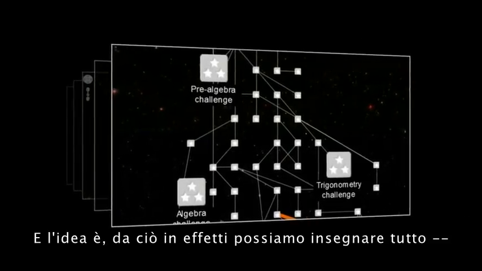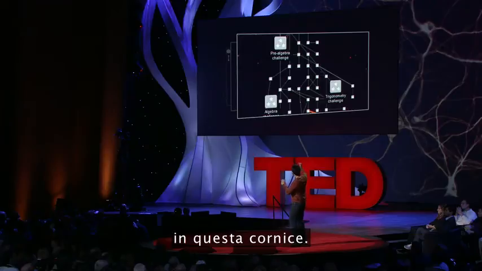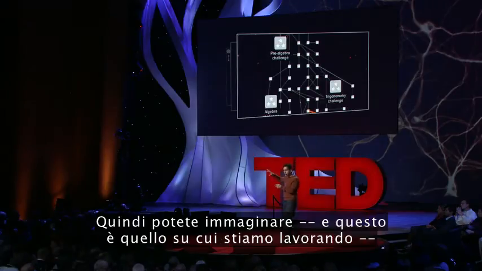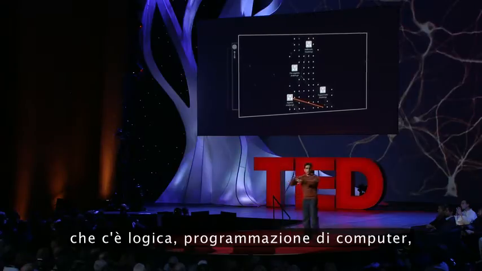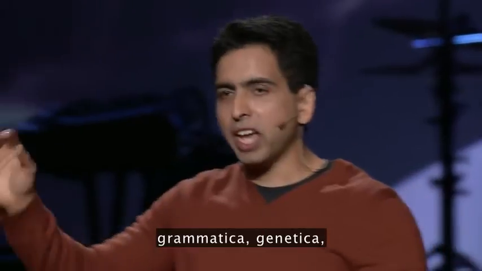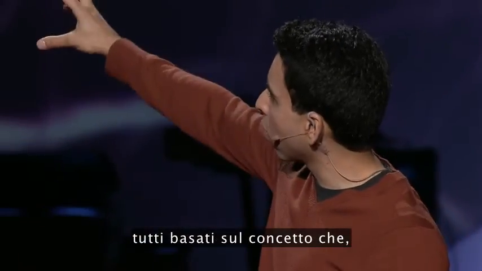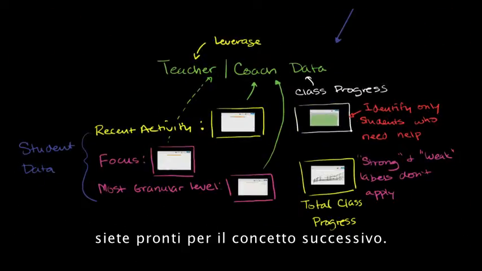And the idea is, from this, we can actually teach everything. Well, everything that can be taught in this type of framework. So you can imagine, and this is what we are working on, from this knowledge map, you have logic, you have computer programming, you have grammar, you have genetics, all based off of that core of, okay, if you know this and that, now you're ready for this next concept.